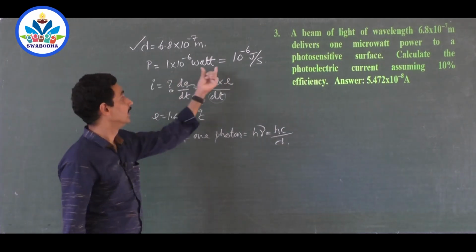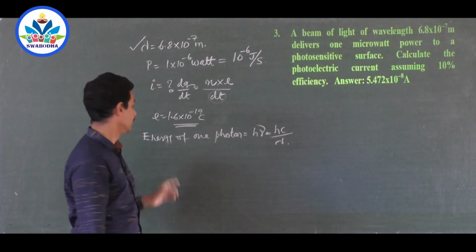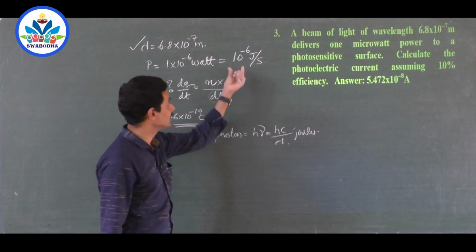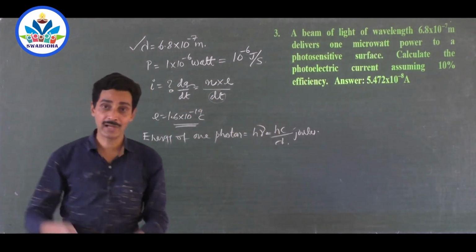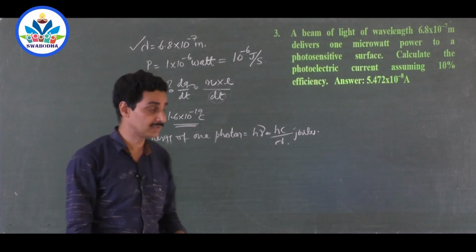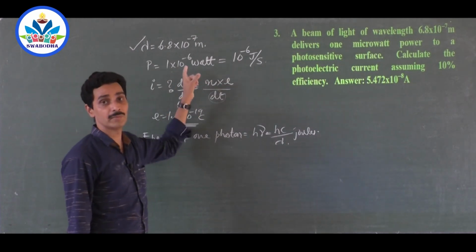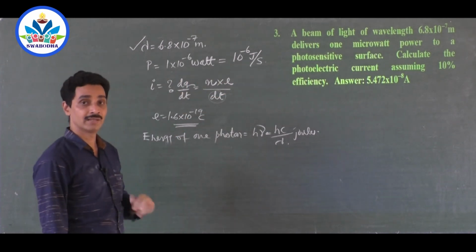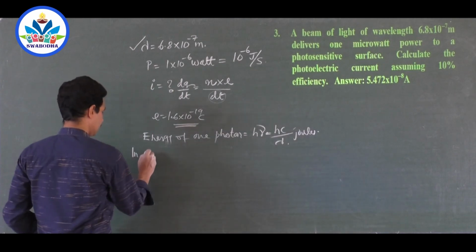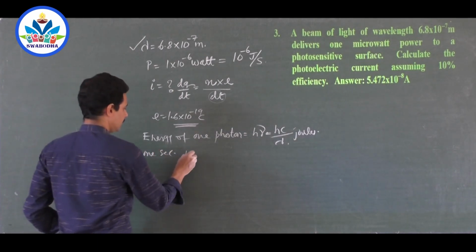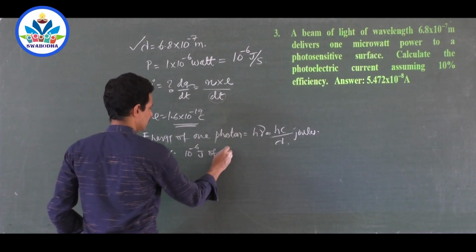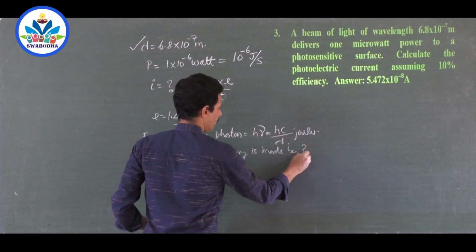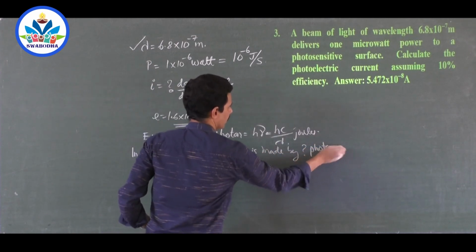What is the energy of the beam? 10 to the power minus 6 joules per second. Energy of one photon is so many joules. Now, whether one photon makes this much of energy? No. Because that beam contains many photons. All of them together make 1 microjoule per second or 1 microwatt. Then how many photons will be included in this energy? Can you calculate? Therefore, in 1 second, 10 to the power minus 6 joules of energy is made by how many photons?